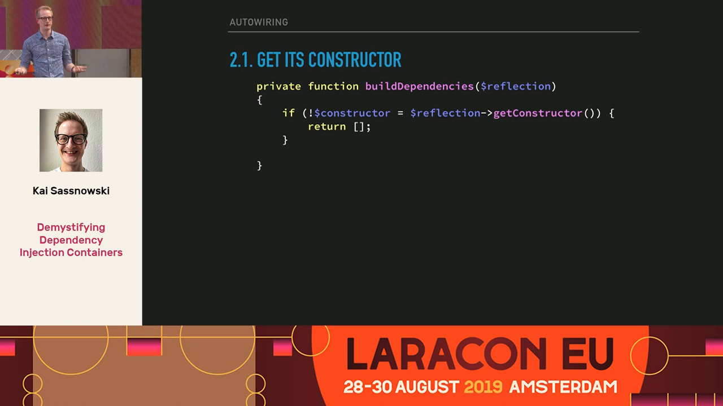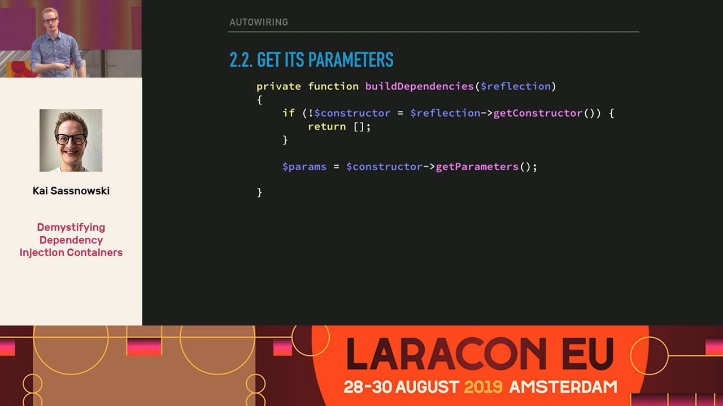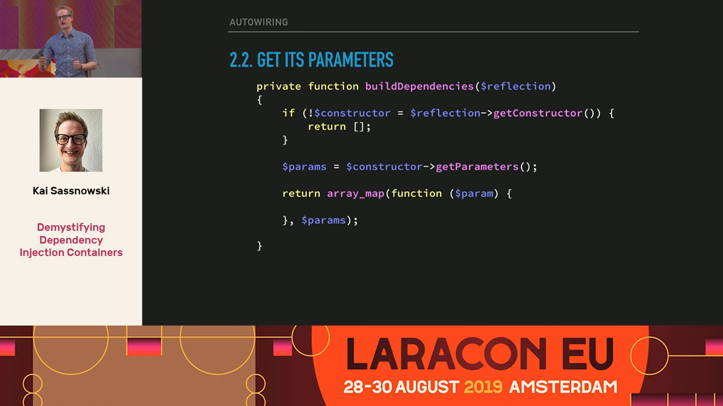What if we have a constructor? OK, then we'll take a look at the parameters of the constructor. And you can do that by saying getParameters on this constructor variable, which gives you back an array of ReflectionParameter, I think. And then for each of those parameters, we're trying to turn it into an instance of the class that it represents, that is being type hinted. So we have this list of parameters, and we want to transform each of those entries in this list into something else. So we're just going to use an array map. So what are we going to do with each of those parameters?